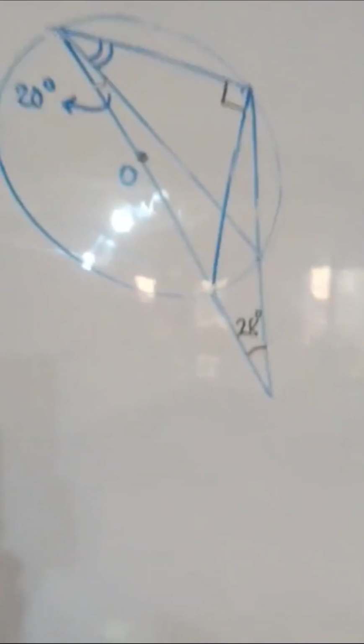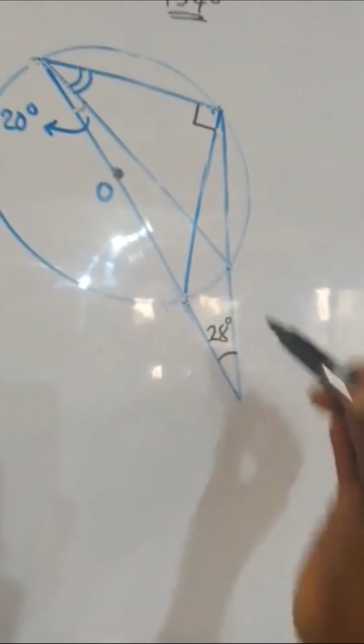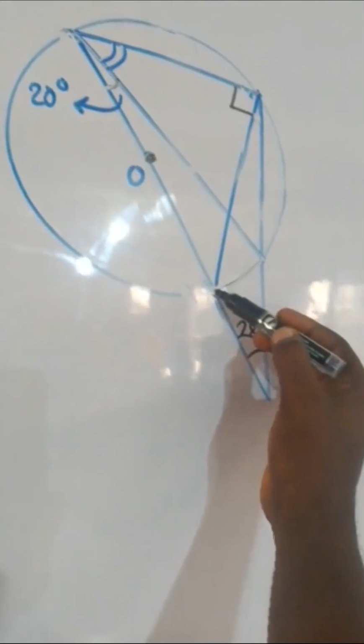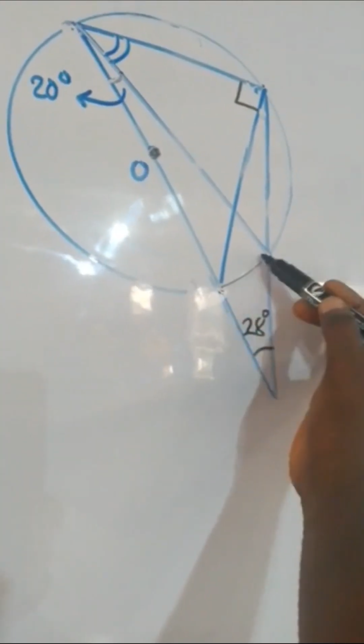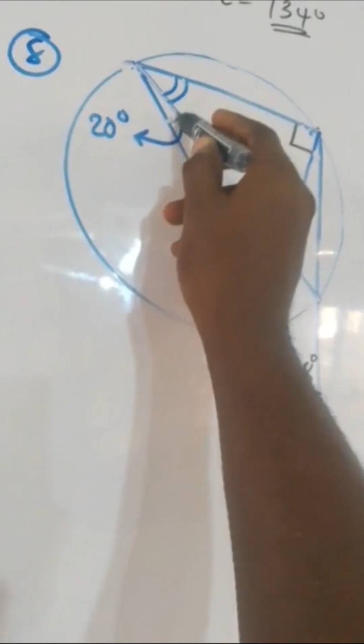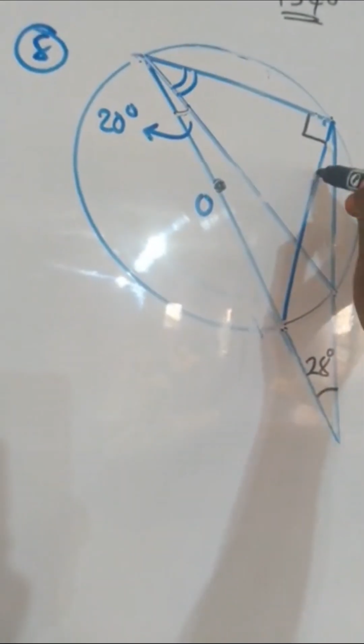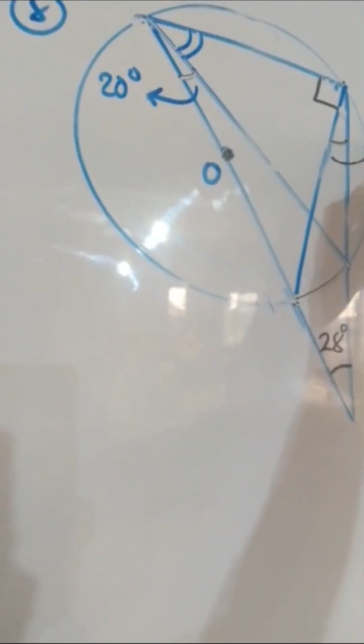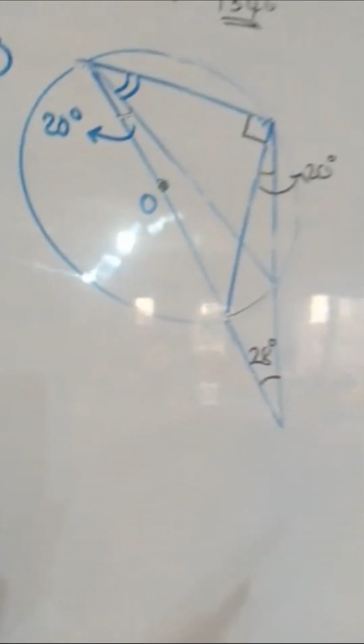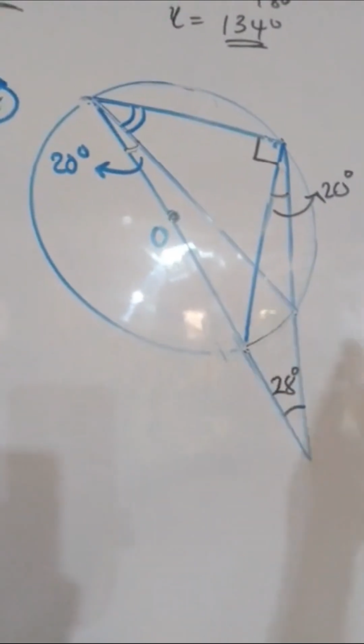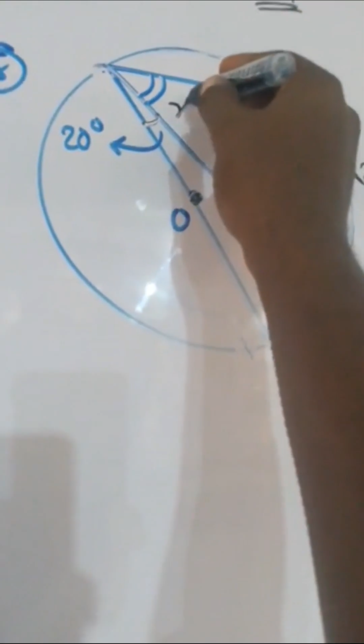Is that clear? When you observe further, we can see that this arc or this particular chord or segment subtends this angle here, given as 20. So this angle here must also be 20 degrees. Angles in the same segment are equal. The angle we are looking for is actually this. Let's call it x.